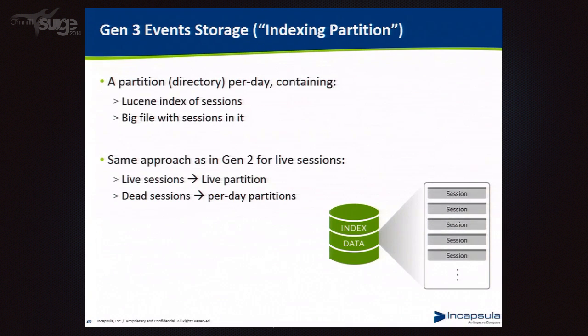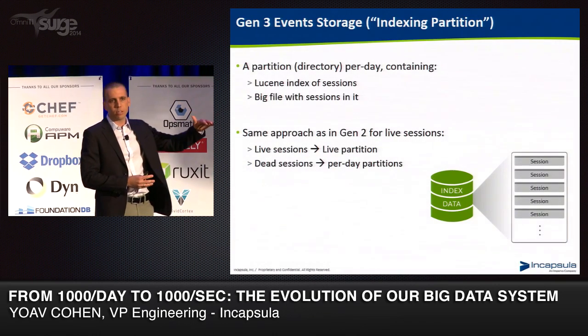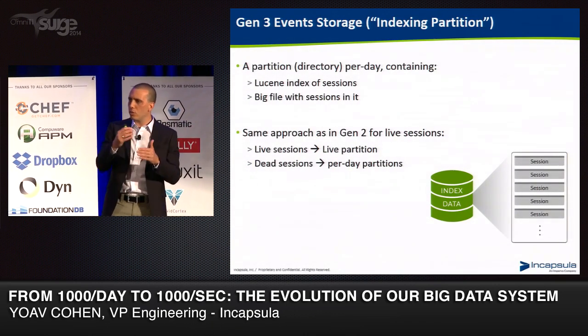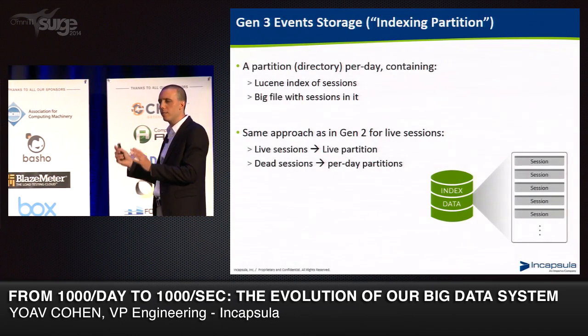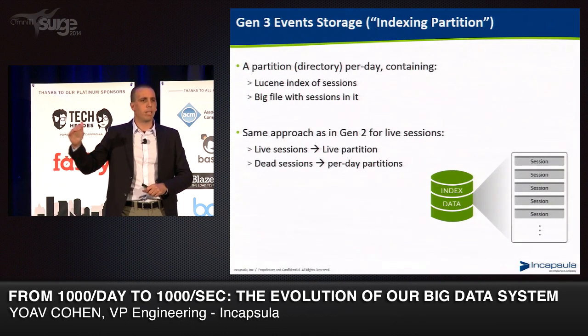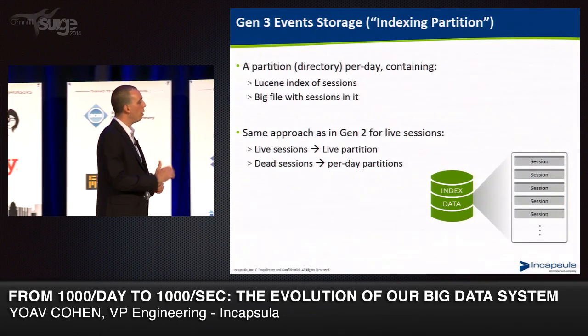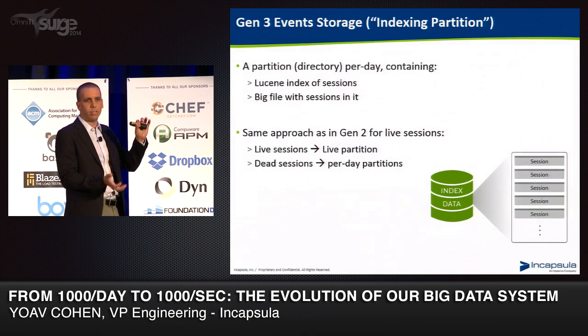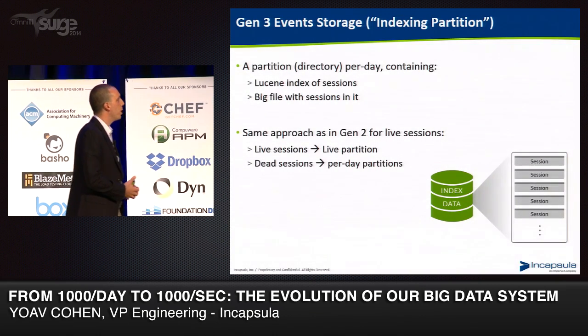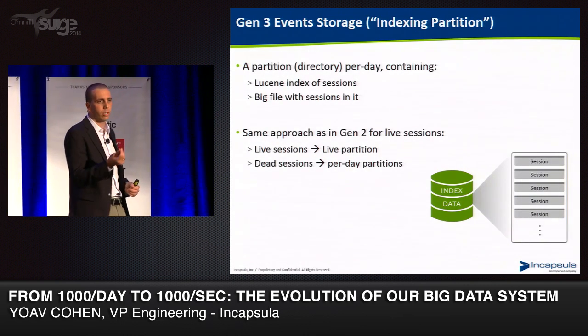So the event store, the session store, became a very, very simple key value store. The way we like it, we like to use files. So we have a directory in the file system for each day, and this directory has two subdirectories, one holding the Lucene index, a simple Lucene index, and the other one holding just a bunch of files. Each file is 2 gigs big, and all the sessions are just appended into this big file, and we have our index to tell us where the session is located.